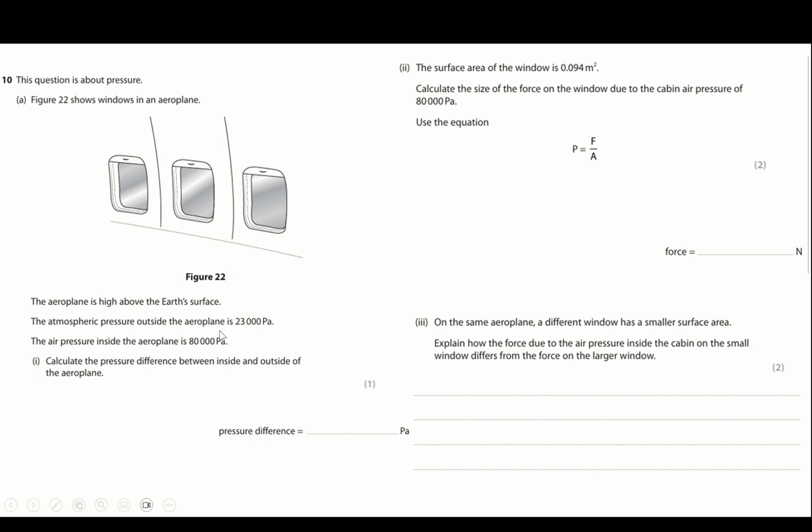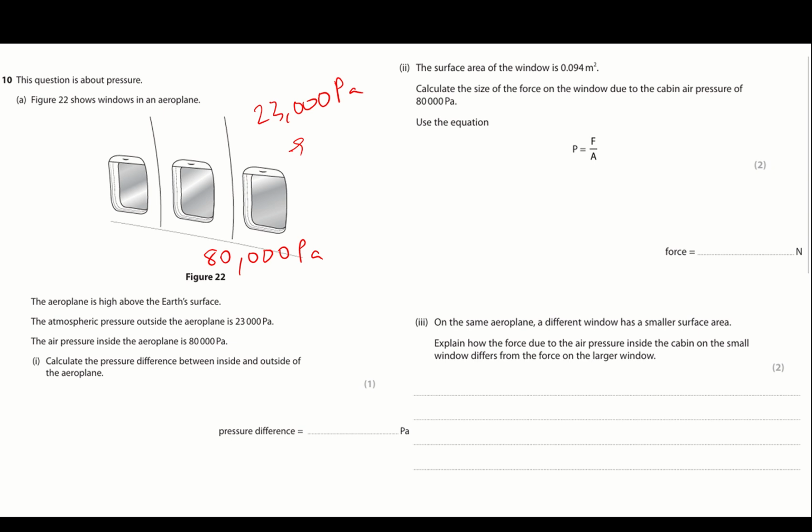The atmospheric pressure outside, so outside here, is 23,000 pascals. The air pressure inside the plane is 80,000 pascals. So we've got a higher pressure inside the plane than outside. Not a surprise, there's not very many air particles outside the plane, which is why, if you open a door, you'd get sucked outside of the plane.